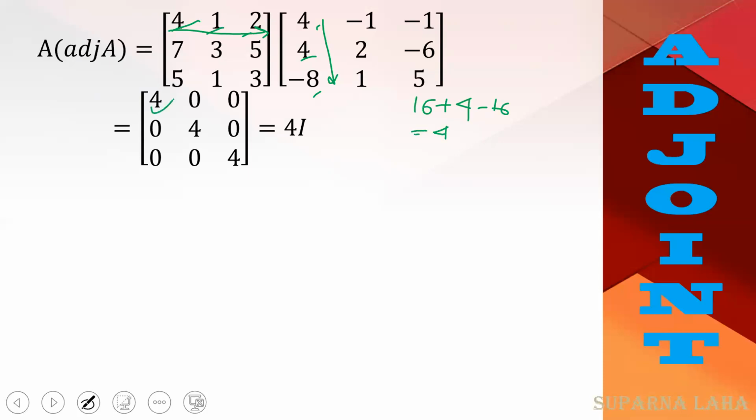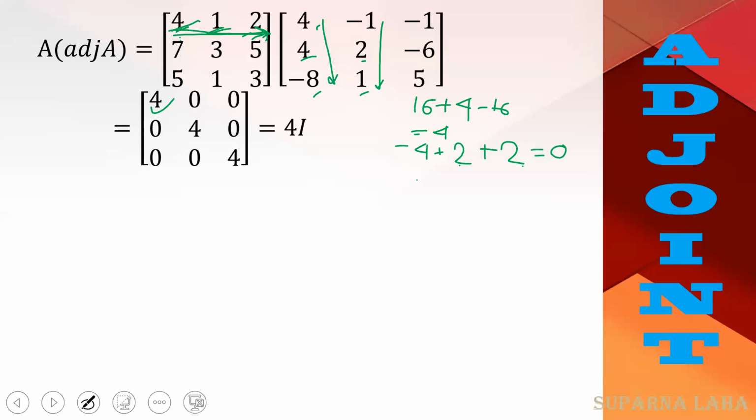Okay, so the first element is 4, and moving to the second one, that is first row and the second column. So 4 into minus 1, minus 4, 1 into 2, 2, and 2 into 2, again 2. Now 2 plus 2, 4, 4 minus 4 is 0.